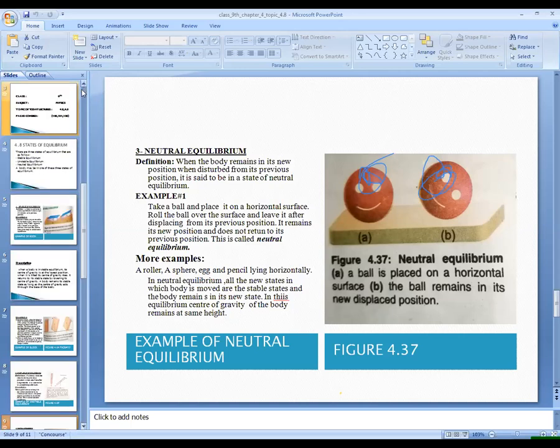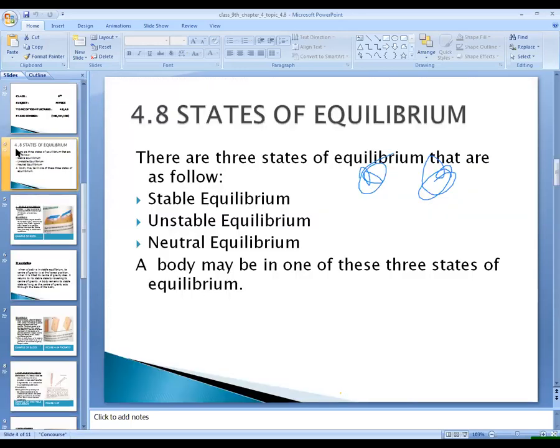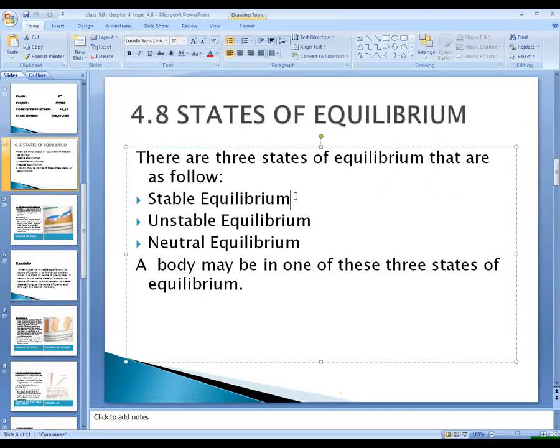I told you there are three types of equilibrium. We discussed stable equilibrium, in which we discussed the example of a book. Then we discussed the second example of a block. This is stable. The example of a book and the example of a block are types of stable equilibrium. But now I am talking about unstable equilibrium, where we discussed the example of a pencil.